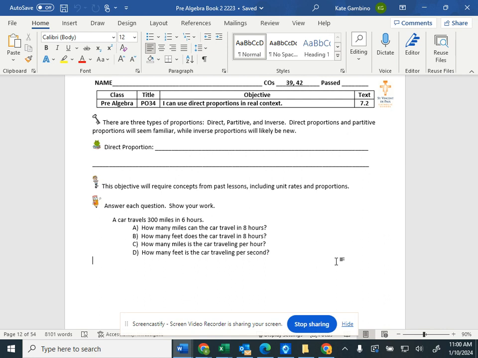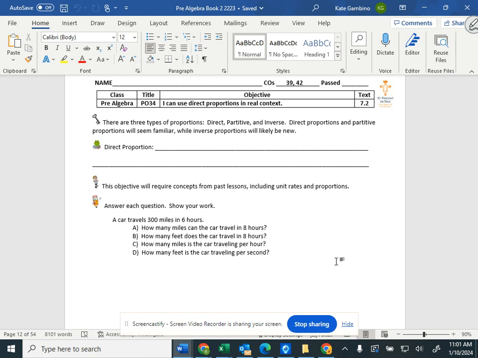There are three types of proportions. Oh goodness, we are learning new stuff today. Ooh, lots of new. Okay. Most of us have never heard of direct, partitive, and inverse proportions. Okay. Yeah, but we don't know the other ones. We're going to be quiet and really focus on it. We need to lock in on this. Focus on the math.